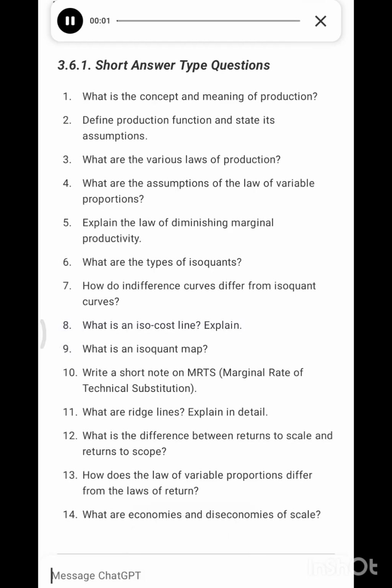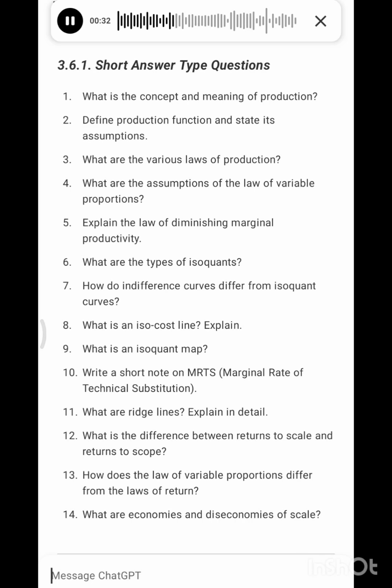3.6.1 Short answer type questions. 1. What is the concept and meaning of production? 2. Define production function and state its assumptions. 3. What are the various laws of production? 4. What are the assumptions of the law of variable proportions? 5. Explain the law of diminishing marginal productivity. 6. What are the types of isoquants? 7. How do indifference curves differ from isoquant curves? 8. What is an iso-cost line? Explain. 9. What is an isoquant map?